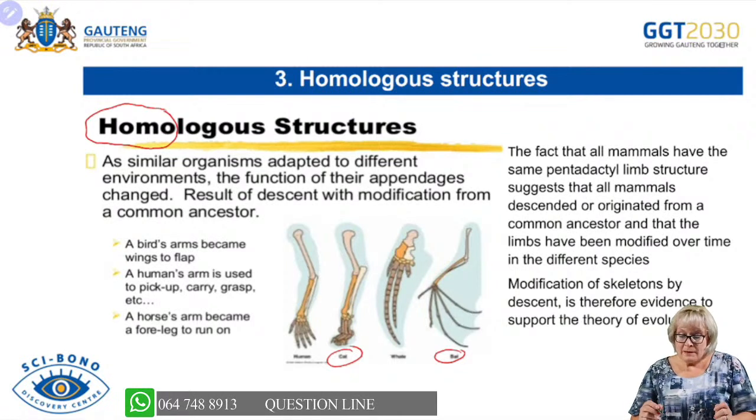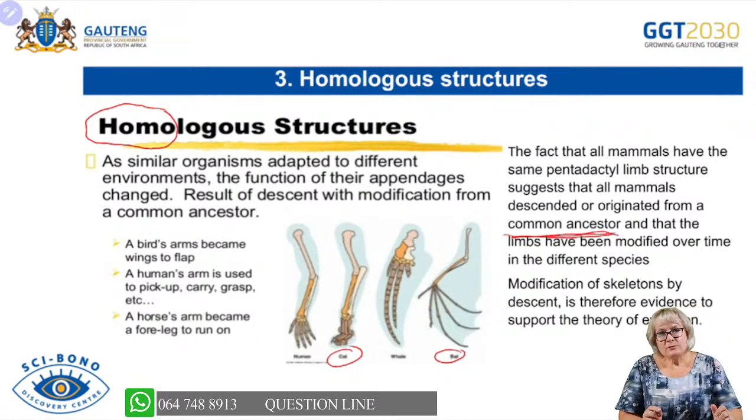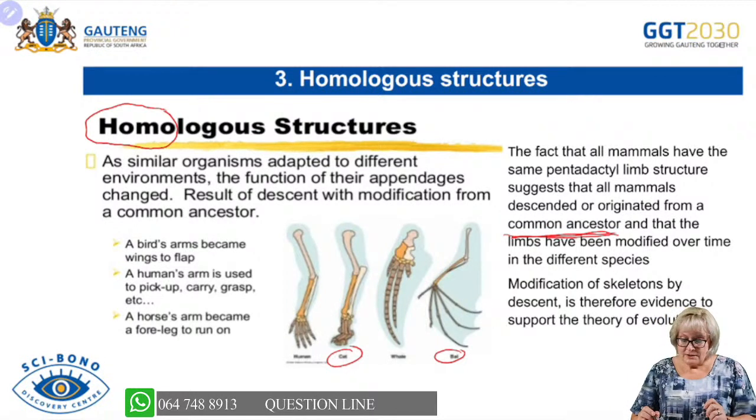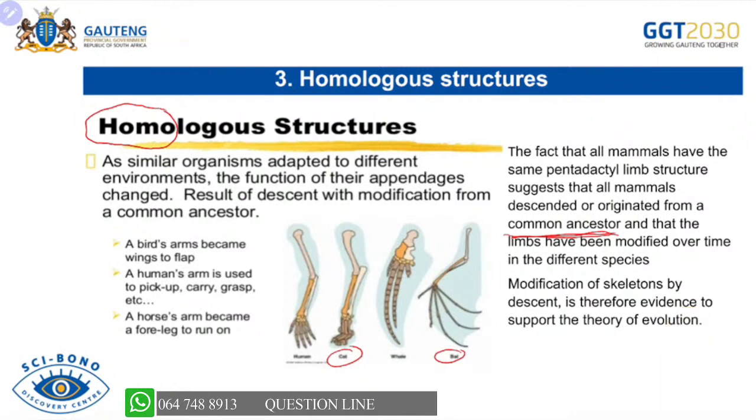The fact that all mammals have the same pentadactyl limb structure suggests that all mammals descended or originated from a common ancestor. So that is what we are actually getting from homologous structures, and that the limbs have been modified over time in the different species. Modification of skeletons by descent is therefore evidence to support the theory of evolution. All right, so that's why we say we can use this as evidence to show that evolution has taken place.